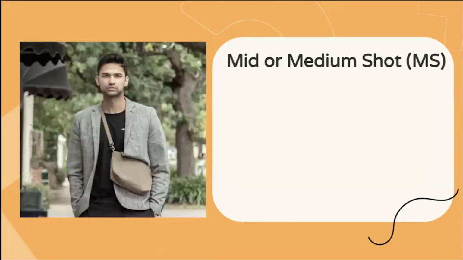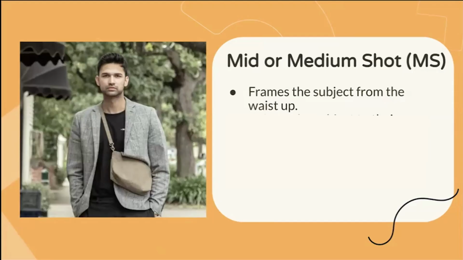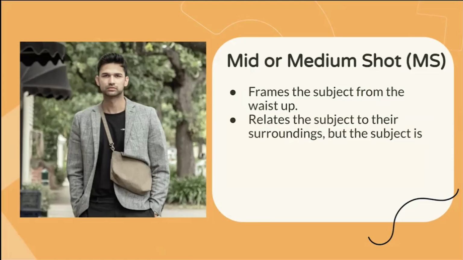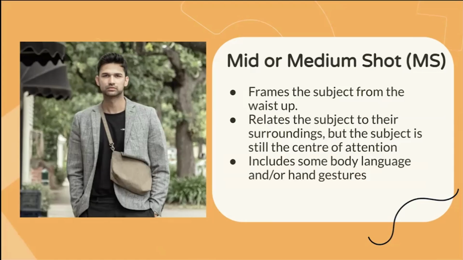Next, we have the mid or medium shot. So you can see here, the subject is framed from the waist up, and again, we can see a bit of surroundings, so it relates the subject to the surroundings, but the subject, the man in this photo, is at the absolute center of attention. And here we could also, for example, see if he's gesturing, we can read his body language a little bit. This is generally also not used for an interview because it's a bit too far away and we see a lot of body and hands.